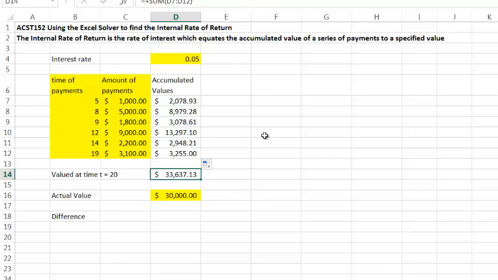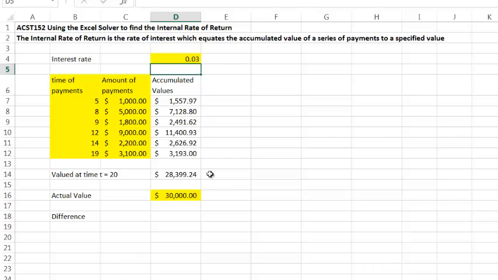Now we could just try changing different interest rates here. We could have put in 4%, and if we've set up our accumulated values correctly, that should instantly recalculate all the accumulated values. And we see that 4% is still too high. We could go through and put in 3%, and we can see that the accumulated value is $28,399.24, which is too low. So we now know that the interest rate earned was somewhere between 3% and 4%. 3% gives an answer that's too low, and 4% gives an answer that's too high.